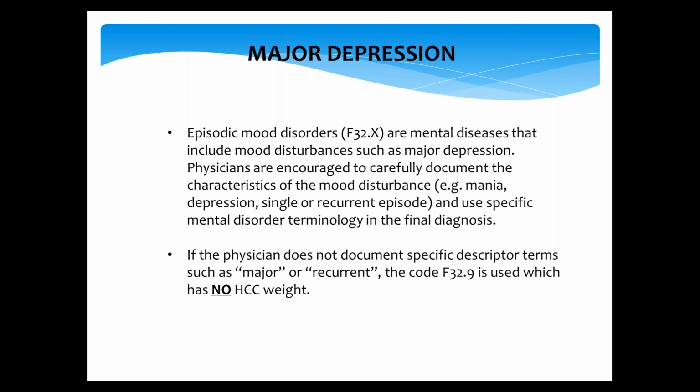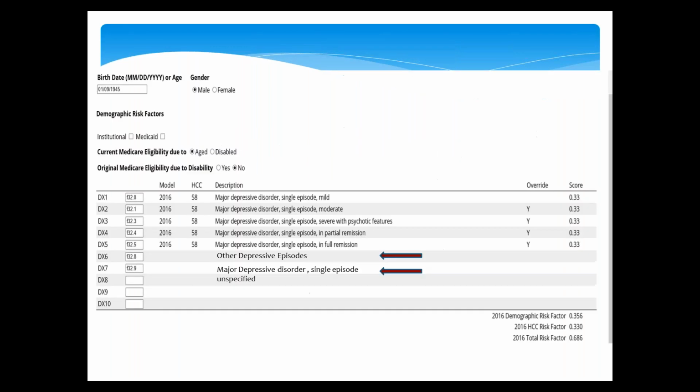Major depression, this is a very difficult one, as a lot of people don't use the specific diagnosis codes here, and that gets them into trouble. But episodic mood disorders, the F32s, there's major depression. You have to document the characteristics of the mood disturbance, mania, depression, single or recurrent, and you have to use specific medical disorder terminology. So if you don't document specific descriptor terms such as major or recurrent, the code has to be F32.9. That has 0 HCC weight, so you make sure that you document major or recurrent if that's true for the patient you're treating.